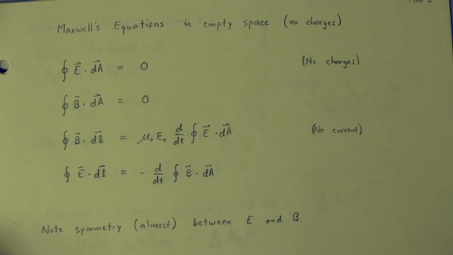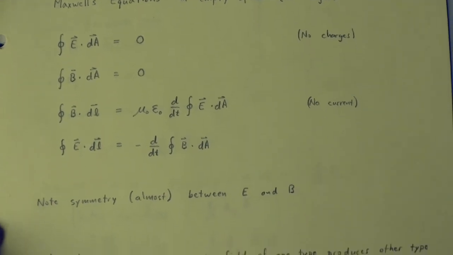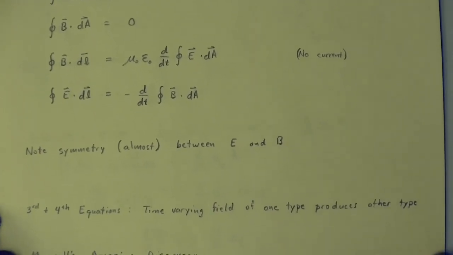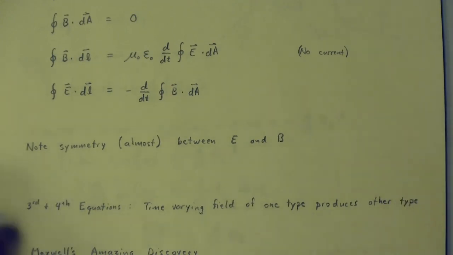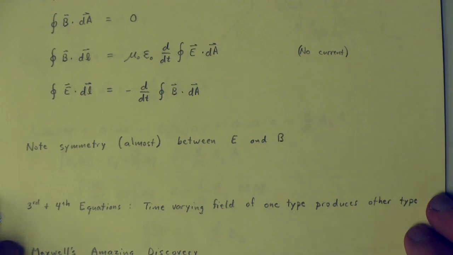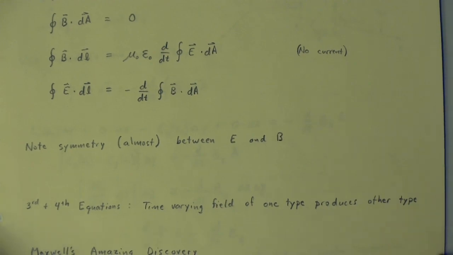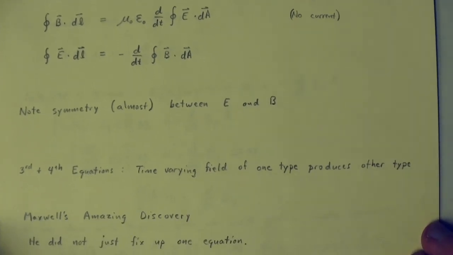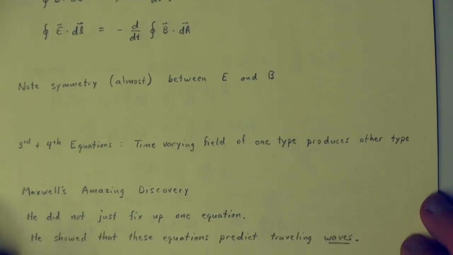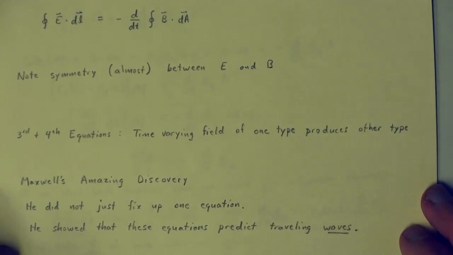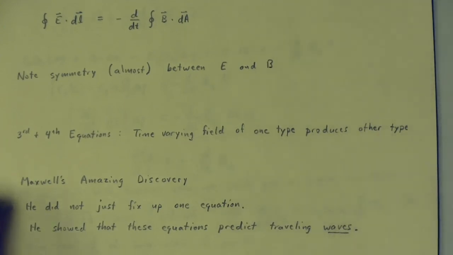So what we're going to do in a little bit here is we're going to review how Maxwell took those equations and derived an amazing result. He didn't just fix up one equation. Maxwell discovered that those equations predict traveling waves. And that's what I'm going to do in the next video.